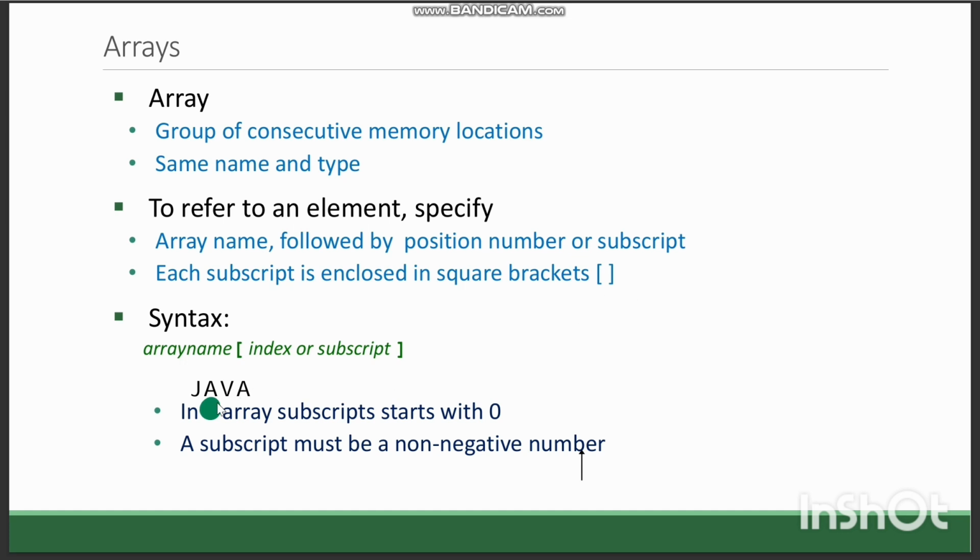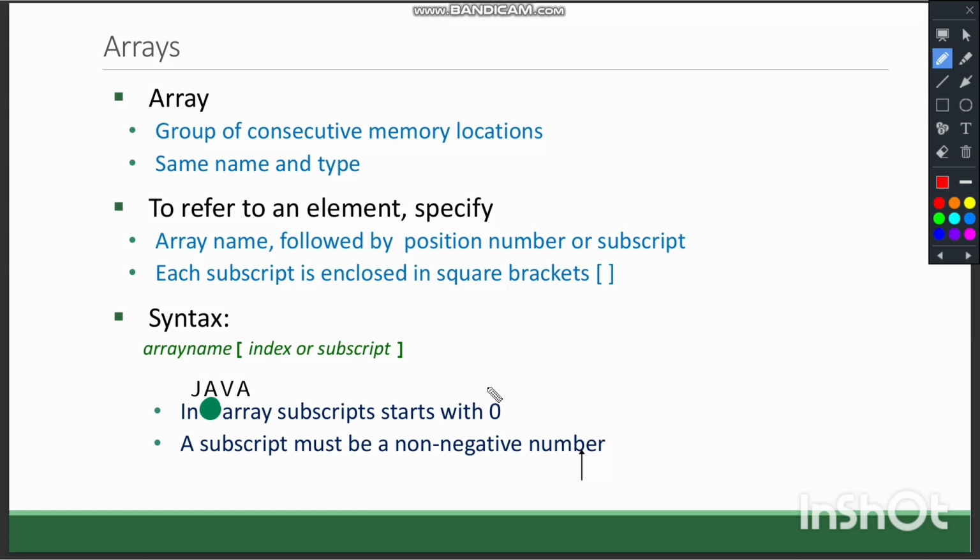In Java, array subscript starts with 0. So the counting of the array starts from 0: the 0th element, the first element, the second element, and so on. It does not start from 1, it starts from 0. And the subscript must be a non-negative number. It's obvious that you cannot state something as the -1 part of something. So you have to start subscripting the array from 0: 0, 1, 2, and so on.